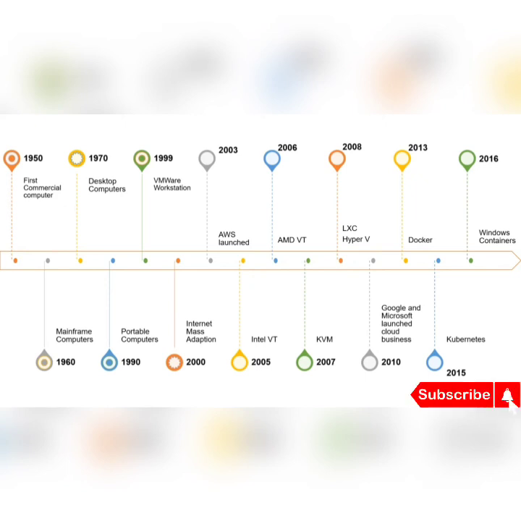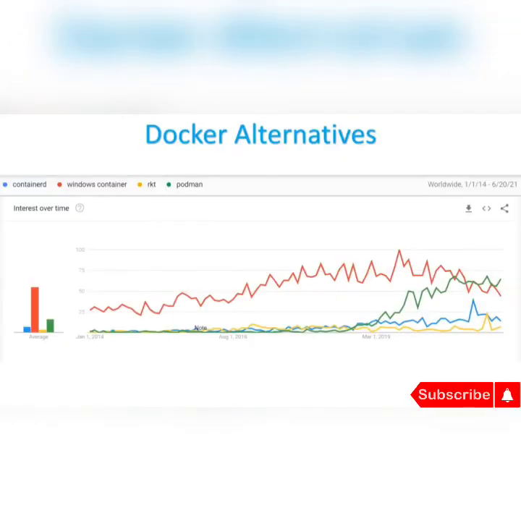So it is going to rise, and if you have a tech skill on Docker, it will be very helpful. Okay, now let us compare Docker with other container technologies, like Containerd, Windows Container, RKT, and Podman. Among them, Windows Container and Podman have some weightage over Containerd and RKT.